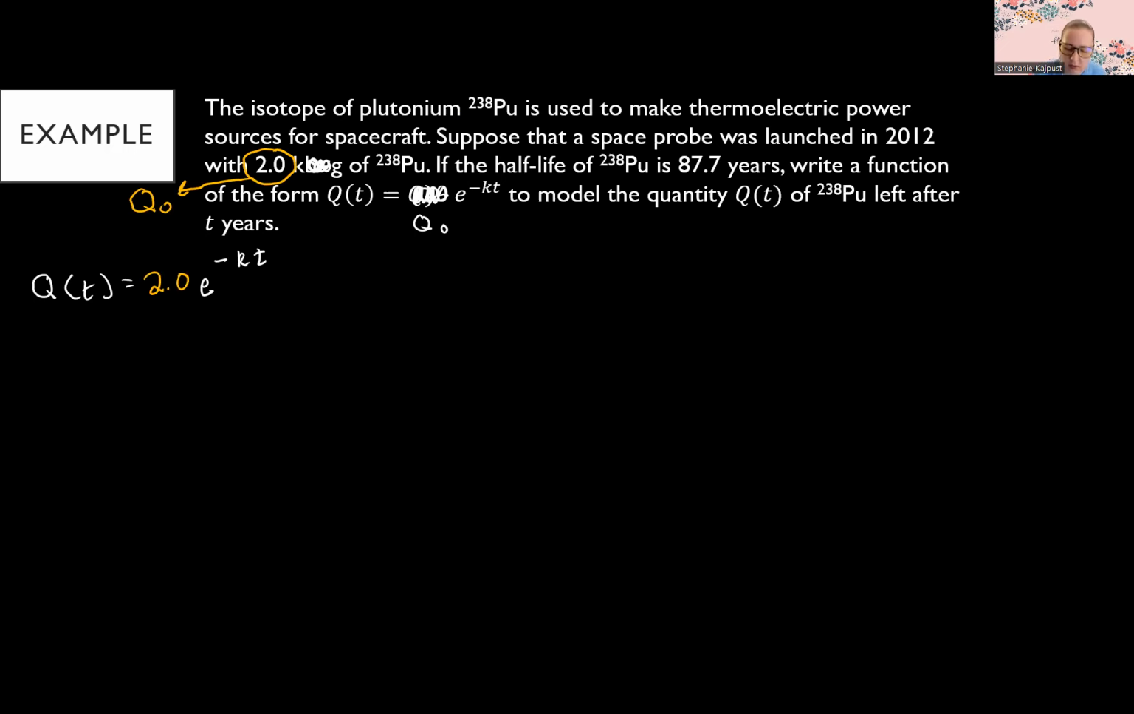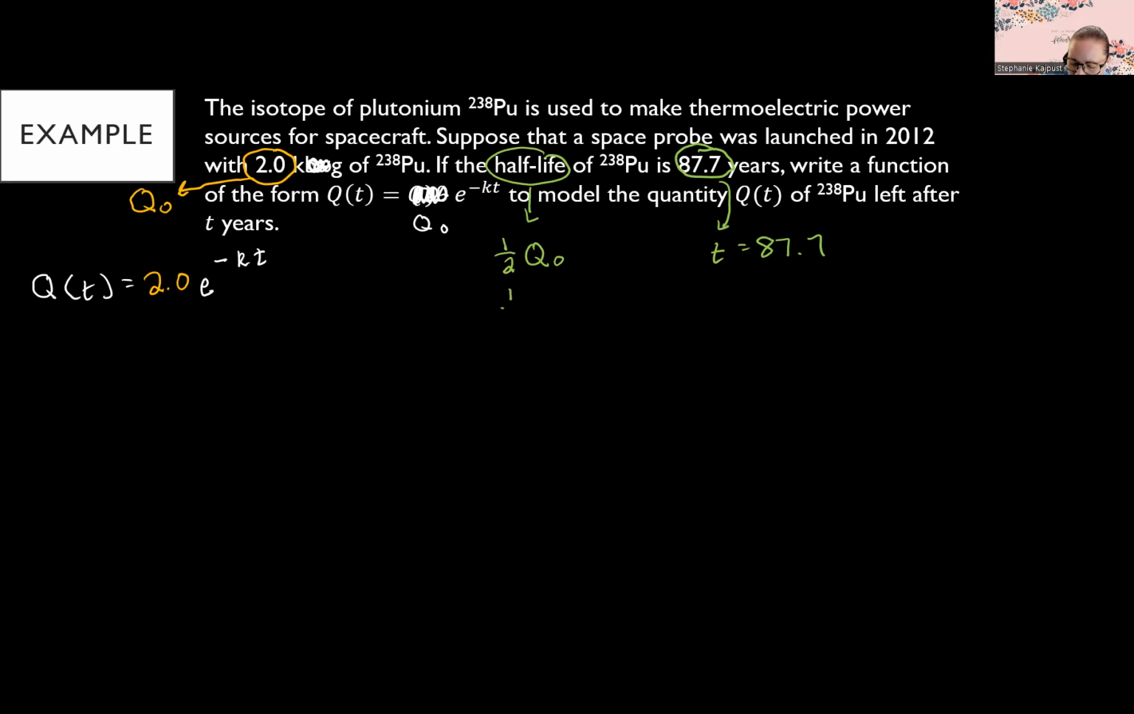Now, the other information that they give us is that the half-life is 87.7 years. So that's giving us a value for T to plug in. But we need to know, what is the quantity after that time? Half-life means you have half of what you started with. So half-life means you have 1/2 of your starting amount, Q naught.